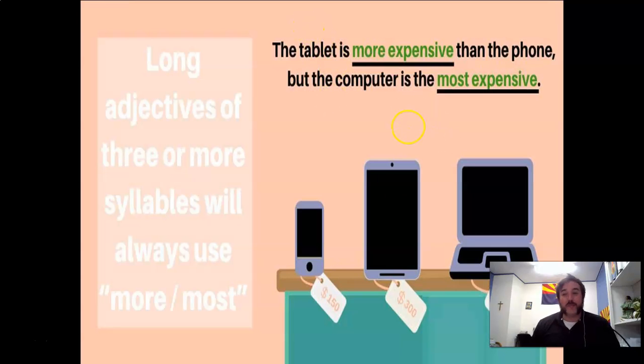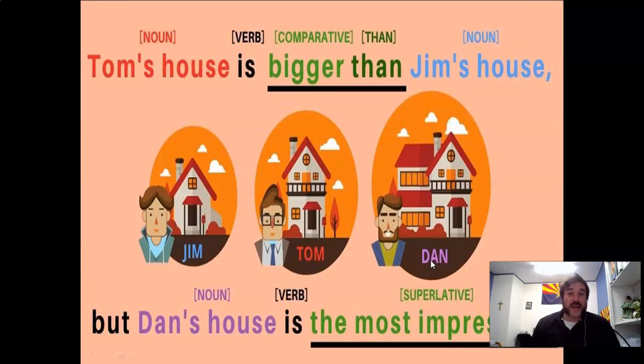But that's when you add more or most. But you can, even in the same sentence, use both kinds. Tom's house is bigger than Jim's house, right? Big is a short syllable. You just add ER if you're comparing 2 things. But Dan's house is the most impressive. Look at comparing all 3.